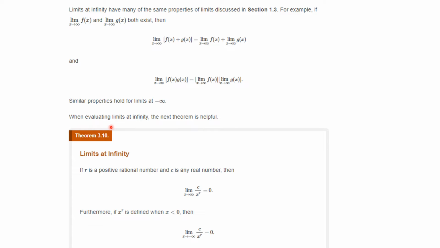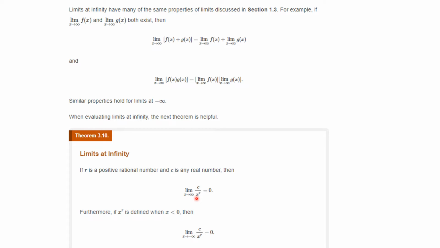So when evaluating limits at infinity, this theorem is useful, and this is a theorem that you should understand the results, because we're going to be applying it a lot, and I think we'll talk a little bit about even the proof of this. So this is limits at infinity. If r is a positive rational number and c is any real number, then the limit as x tends to infinity of c over x to the r is equal to 0.